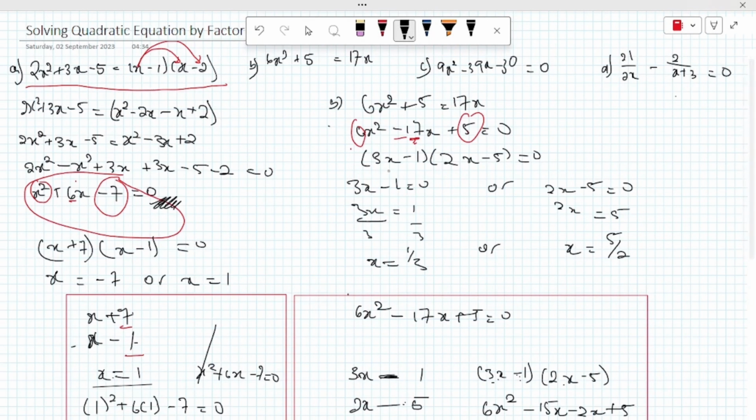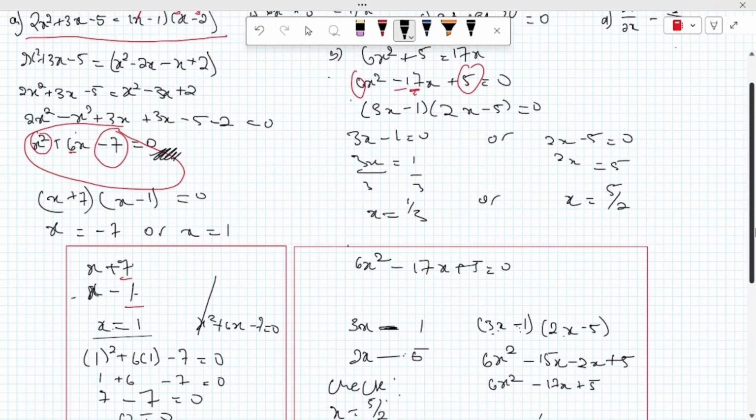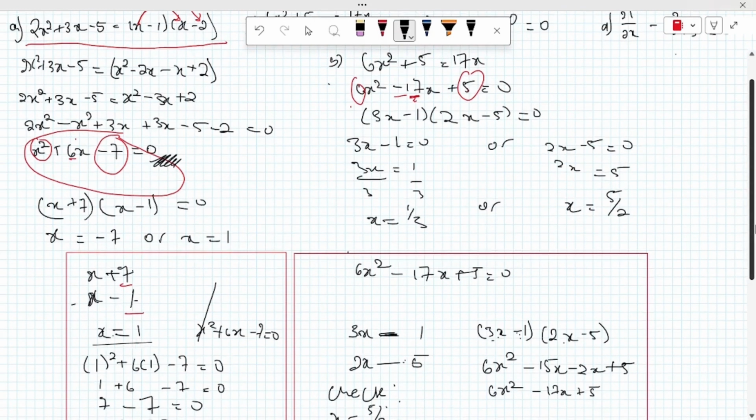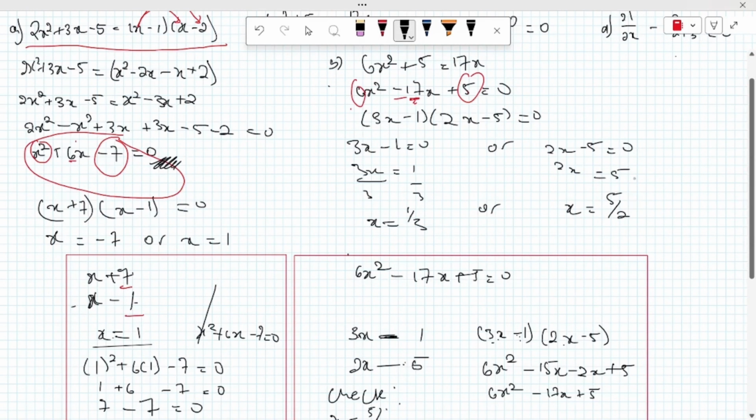Okay, we have 2x. This is 6x squared. Then 3 times what times 5? It's going to be minus 15. Minus 15 minus 2, it's minus 17. Correct. And then 1 times that is going to be plus 5. So the factorization is correct. So it's going to be x plus 1 over 3, and then x minus 5 over 2, so x is equal to 5 over 2.